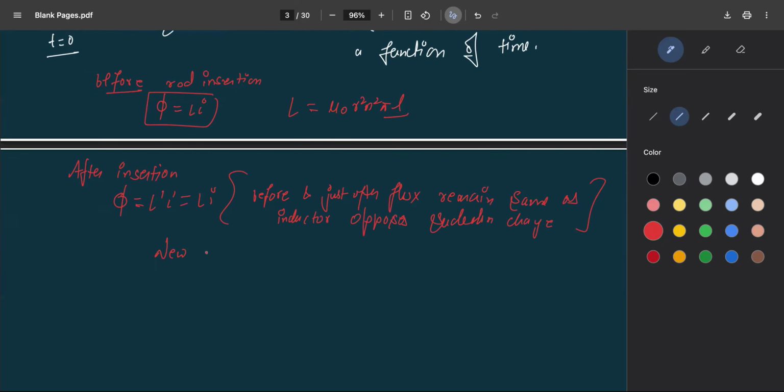So the new inductance L dash is equal to mu naught mu r square n square pi times L. So you have got something like mu r times L. Now, if you look at this condition carefully, I am going to switch it over here. So you are going to get mu r L times I dash is equal to L I. So you have got I dash is equal to I divided by mu r.